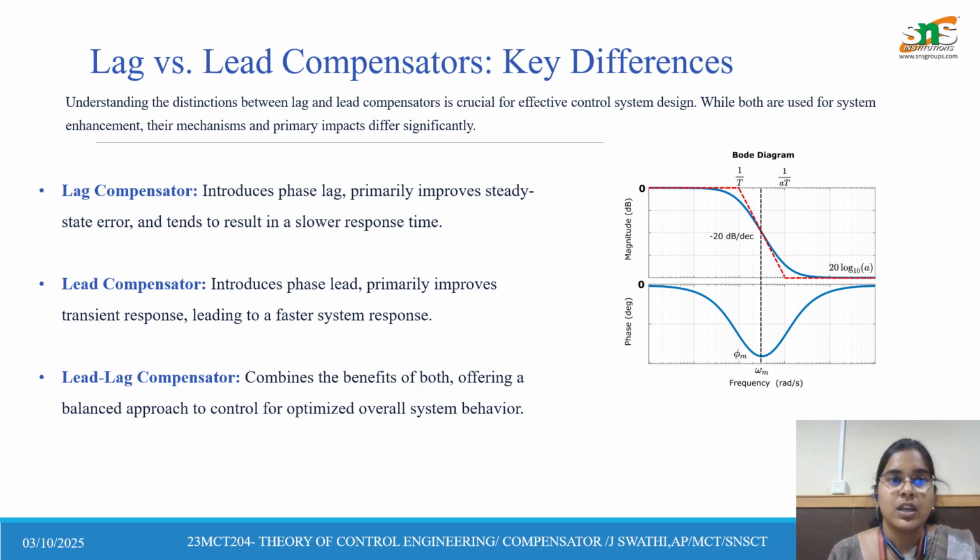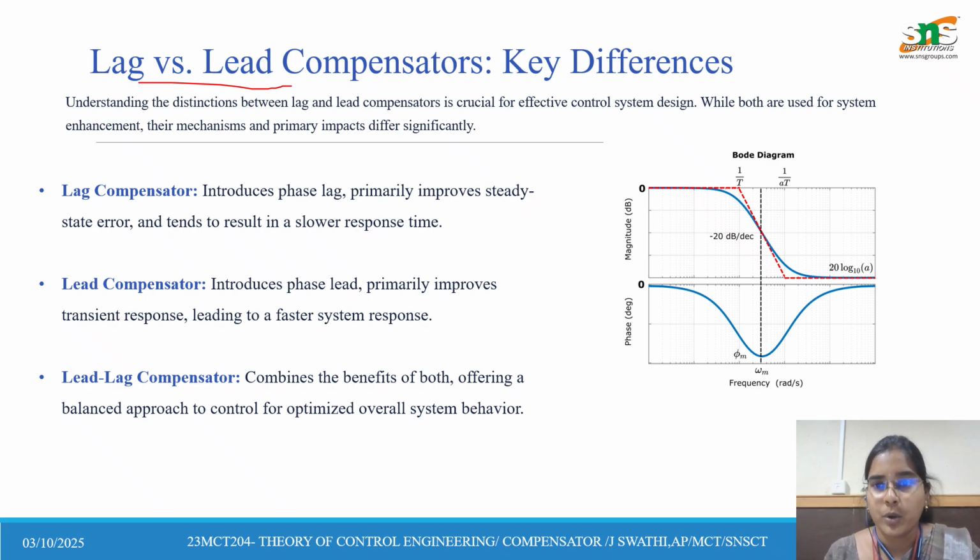Comparing the lag and lead compensators, the key difference is that the lag compensator produces a phase lag, while the lead compensator produces a phase lead. The lag compensator improves the steady state error, and the lead compensator improves the transient response. If you use the lag-lead compensator, it offers a balanced approach, and we can get stabilized system behavior.